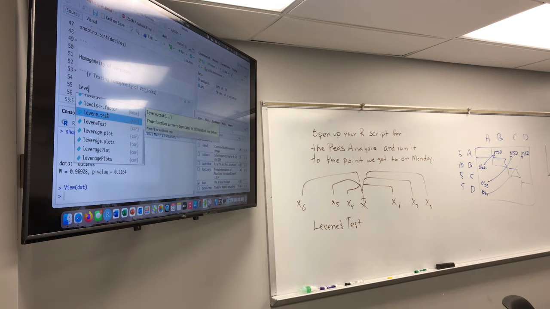So here's a tricky thing about Levene's test. There are two versions of Levene's test. There's one that works and there's one that doesn't work anymore. And if I'm recalling correctly, the Levene capital T test is the one that works. Let me check to make sure that that's right.